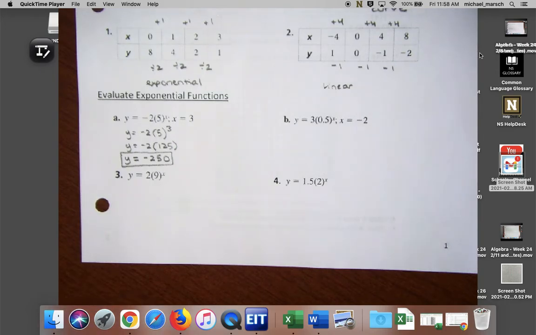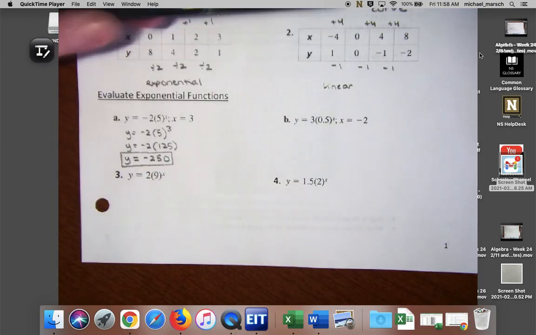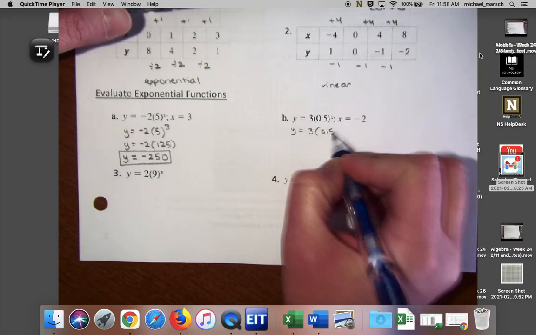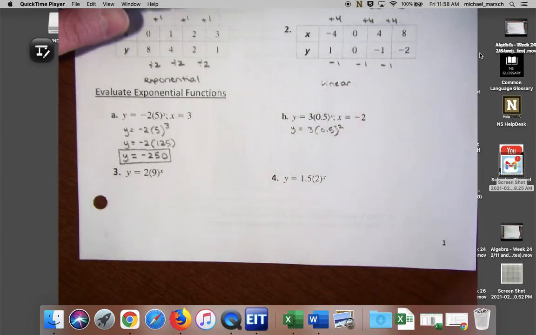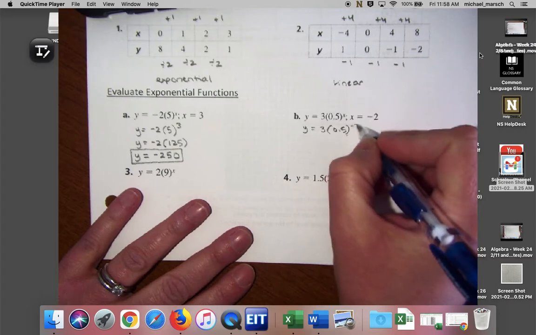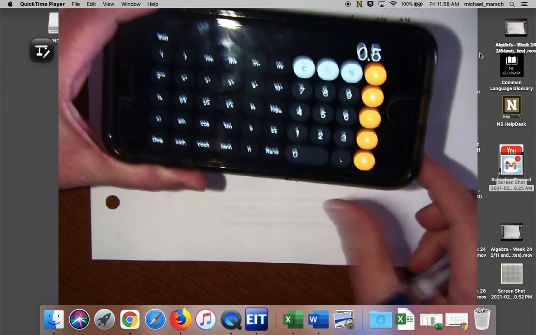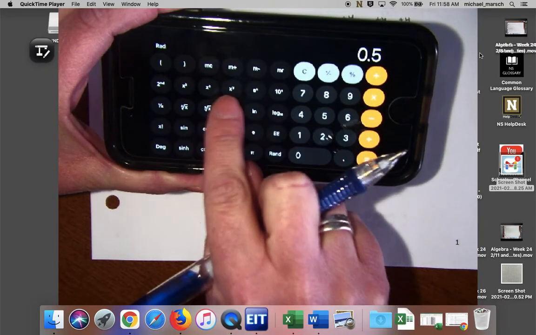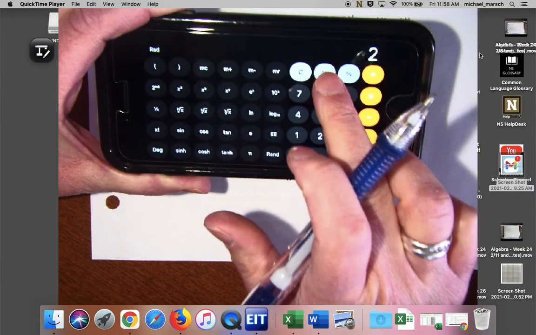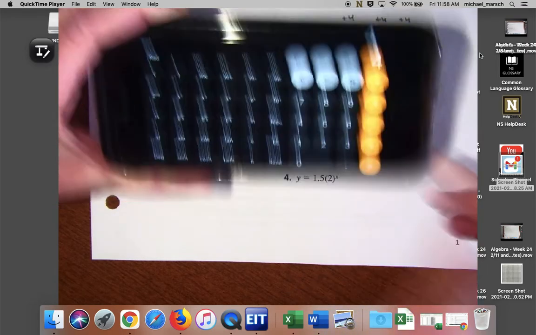So remember how we do this because we've been practicing with our growth and decay. We're going to put negative 2 in there, so I'm going to get y equals 3 times the quantity 0.5 raised to the negative 2 power. Then I'm going to put in 0.5. I'm going to choose that x to the y button. I'm going to put 2 and then hit the plus minus sign to make it negative. Then I'm going to hit equals.